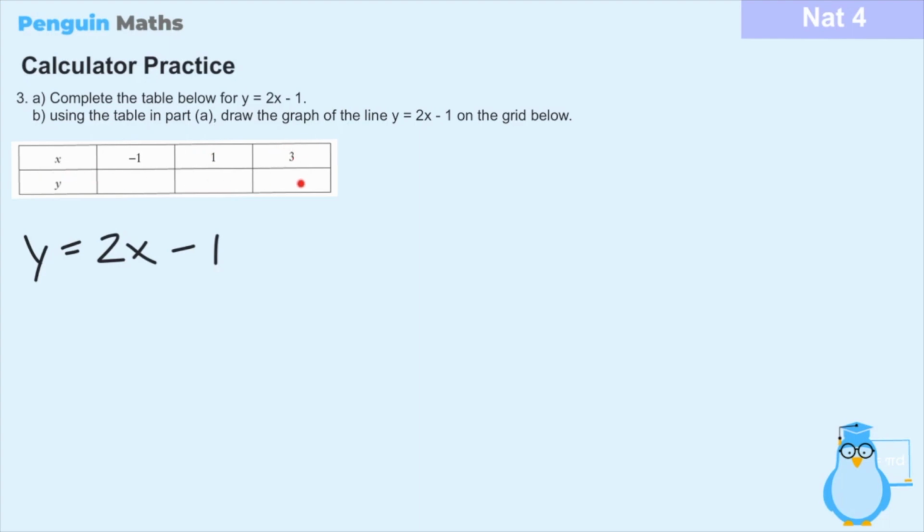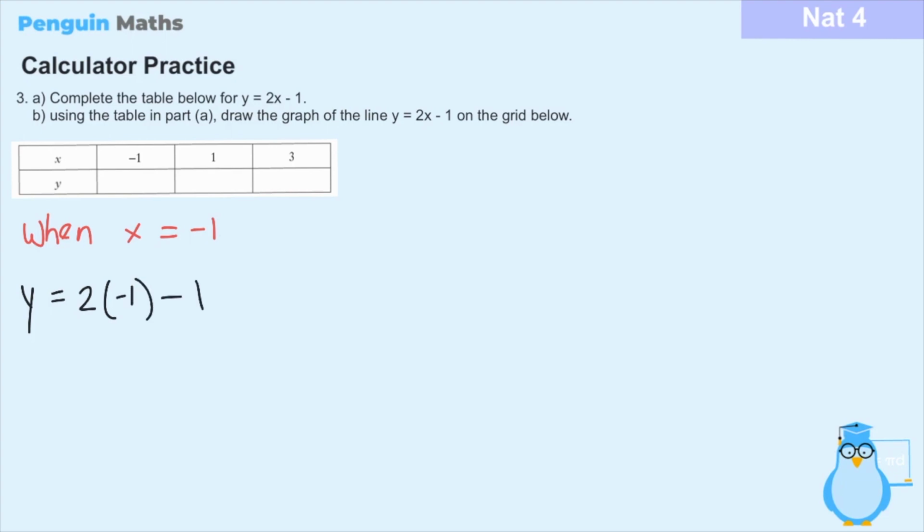And to get the y values, what we have to do is sub in each of these values for x into our equation, and then that will give us a value for y. So let's do that right now. When x is minus 1, y is equal to 2 brackets minus 1 minus 1. And then when we have that in the brackets, that just means multiply. So we're going to have 2 times minus 1 is minus 2, minus 1, and that means y is minus 3. So when x is minus 1, y is minus 3.